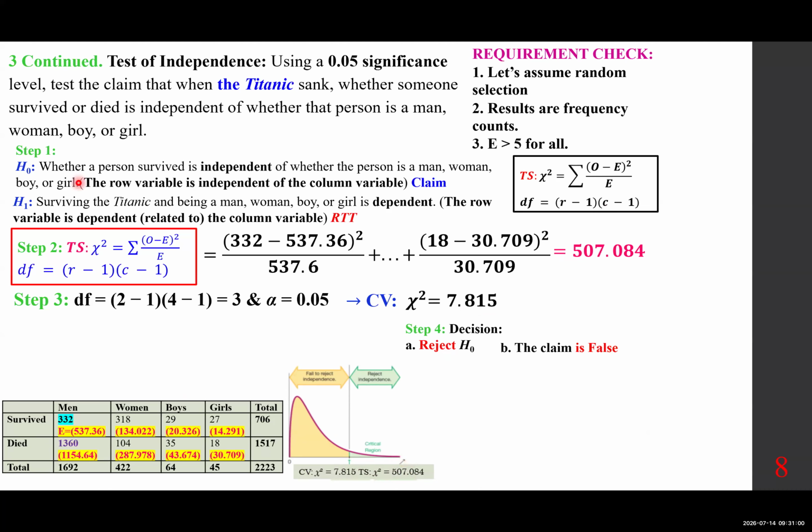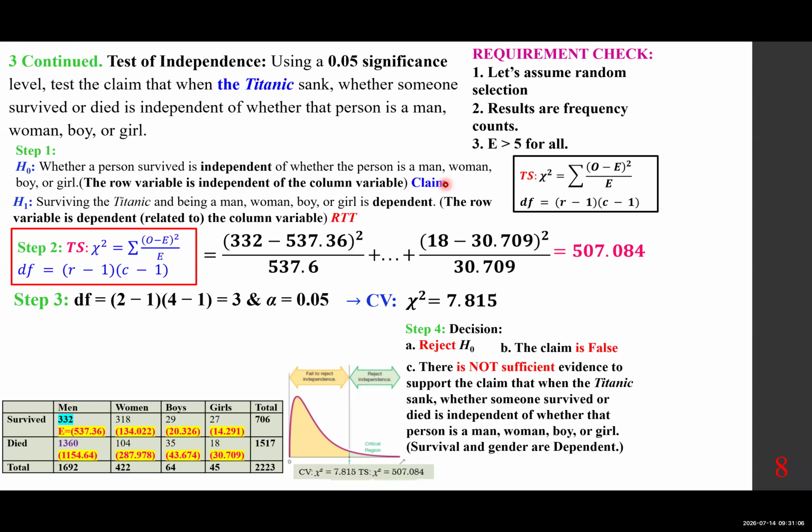And if you're rejecting H0, the claim becomes false, right? Because the claim belongs to the first one. So there is not sufficient evidence to support the claim that when the Titanic sank, whether someone survived or died is independent of whether that person is a man, woman, boy, or a girl. In other words, survival and gender are dependent. Survival and gender are dependent.